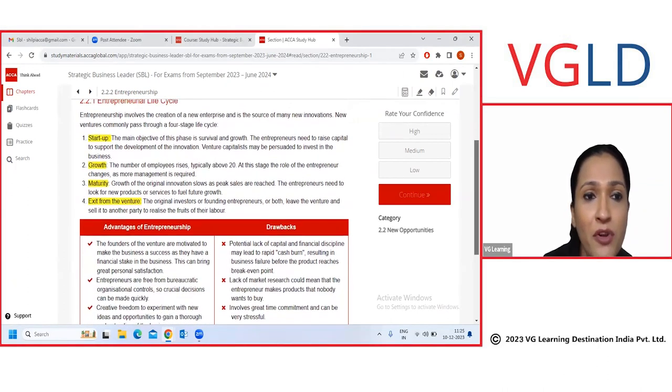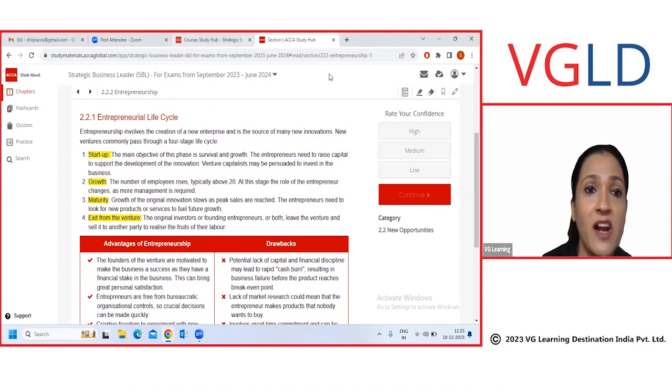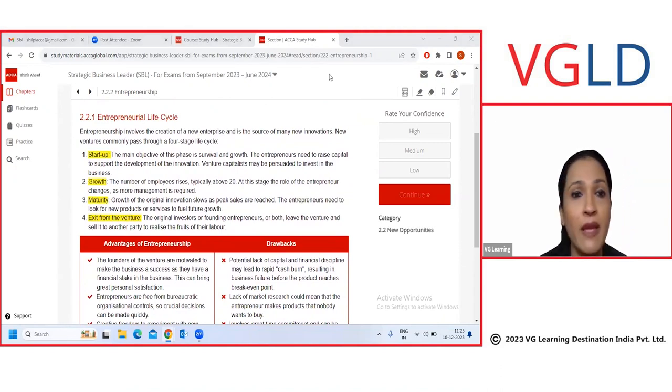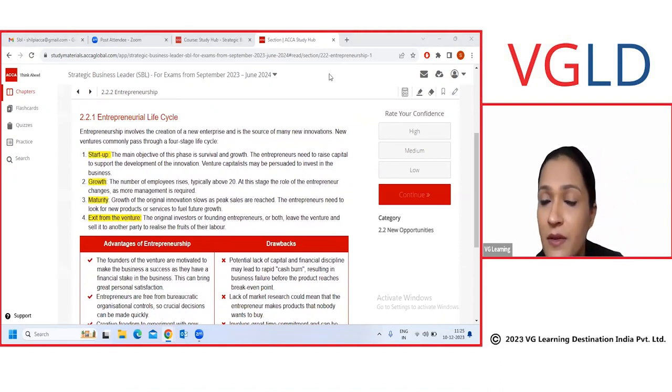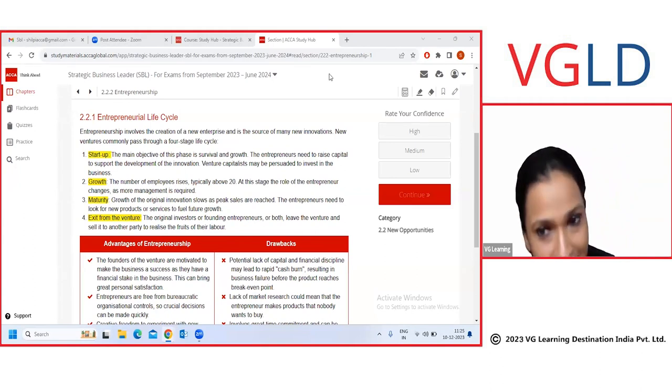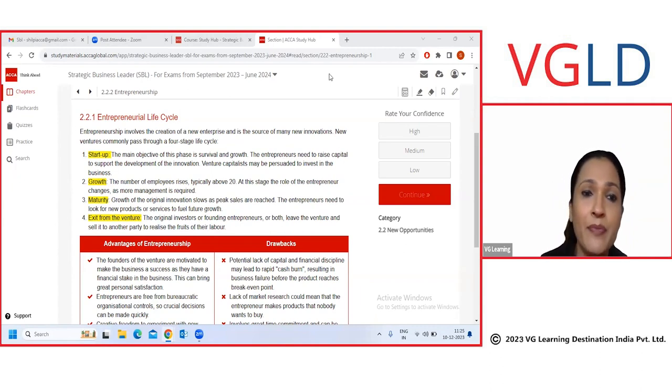Quickly read through it, and I want you to tell me the advantages and disadvantages of starting maybe a new business. I was able to spin this out similar to product lifecycle. Yes, absolutely right. So tell me, any advantages that you can think of?